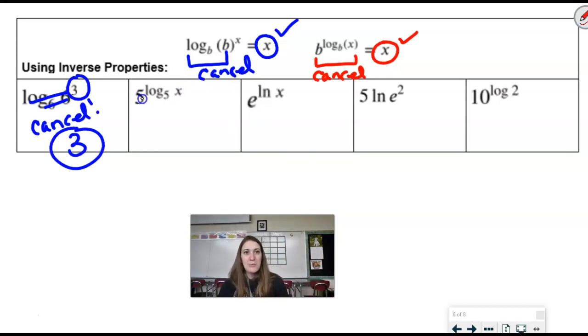Similarly here, we have 5 to the log base 5 of x. The 5 and log base 5 will cancel each other out. X drops down. Your answer is x.